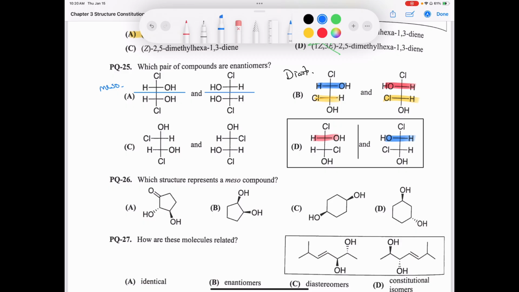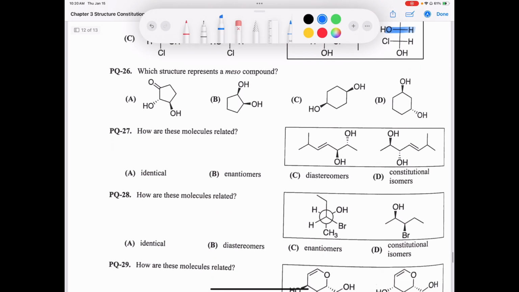Anyhow, which structure represents a meso compound? I don't know if the people at ACS were getting tired, because it feels like we were asked this exact same question earlier on when it asked us which one of these is an achiral compound. And so we have two chiral centers, but we have a plane of symmetry in the molecule. And so this is a meso compound.